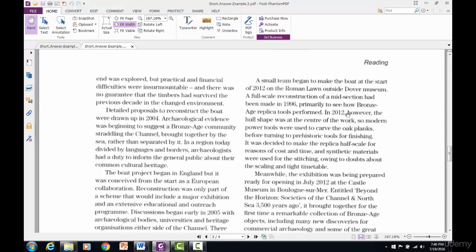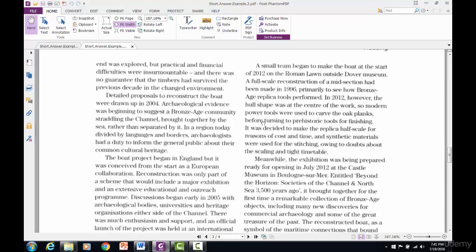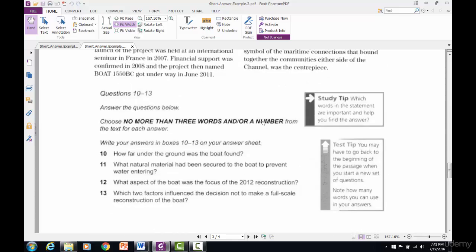All right, so our answer is in this sentence right here, and I'll explain to you why. In 2012, however, the whole shape was at the center of the work. The words center of the work are synonyms for the word focus in the question. So our answer is whole shape. Whole shape was the focus. Whole shape was the center of the work. So it's all about being able to find that synonym language. So our answer for number 12 is whole shape.